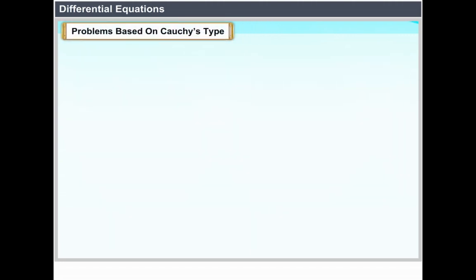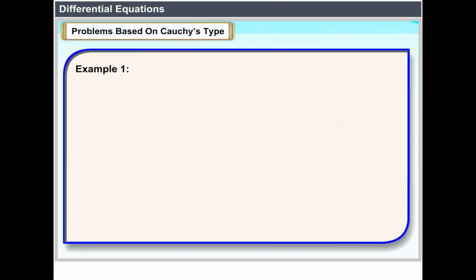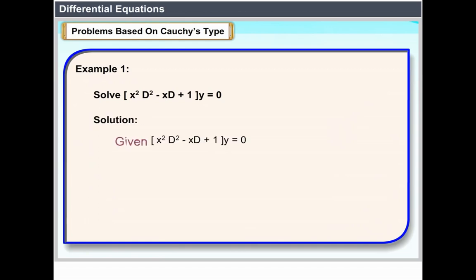Problems based on Cauchy's type. Example 1. Solve (x²D² − xD + 1)y = 0. Solution. Given (x²D² − xD + 1)y = 0. We can write x²D² and also xD. Better we follow x²D² and xD.